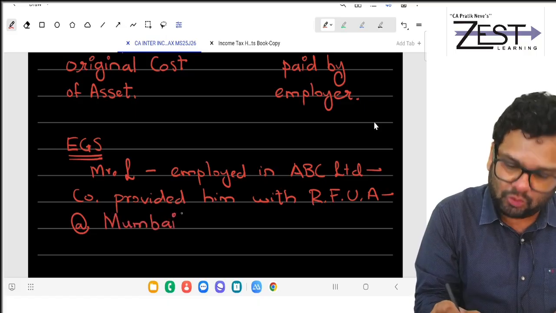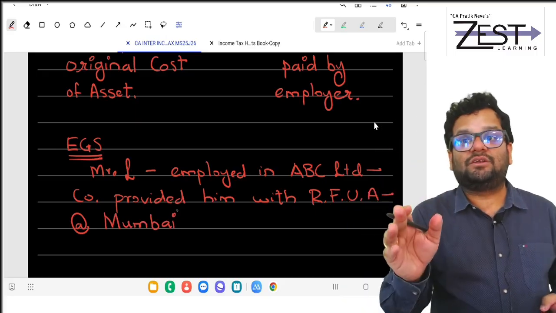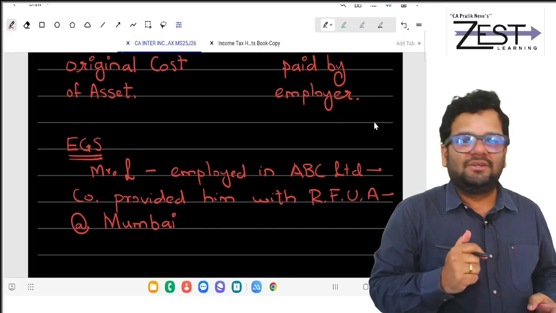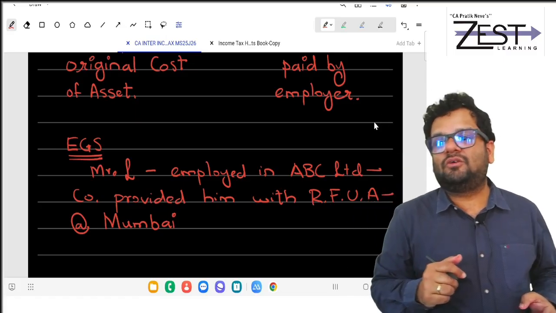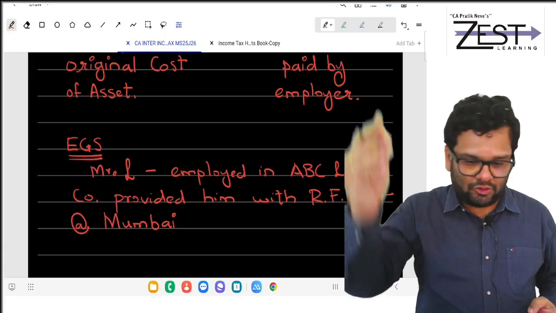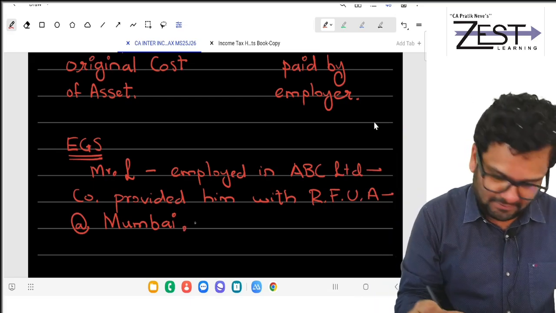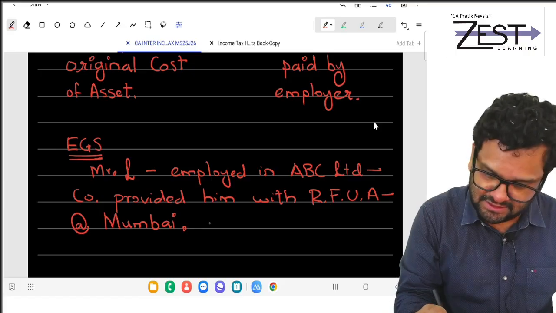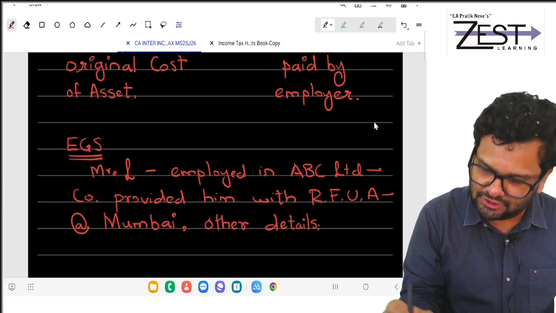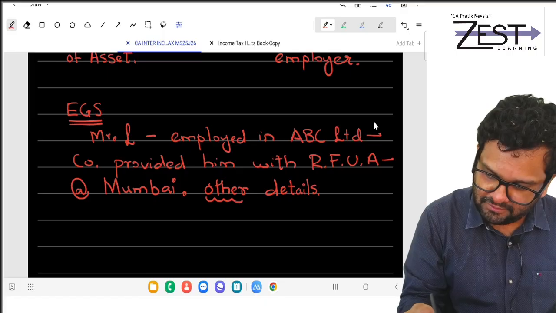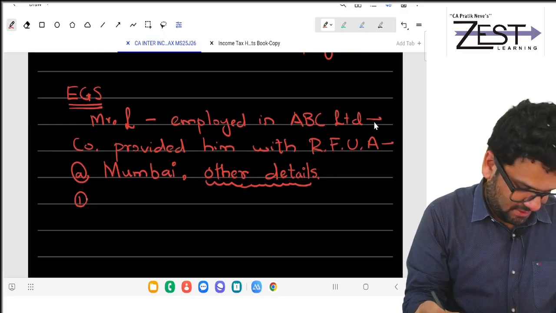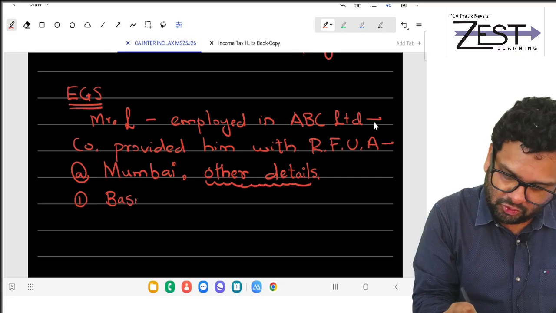Mumbai. What do you understand looking at Mumbai? Population. Population is exceeding 40 lakhs. So valuation will be 10% of salary. I don't need to know the perfect population. I know it is exceeding, it is in crores, so it is exceeding 40 lakhs. Other details. Other details. Last bench on my left.